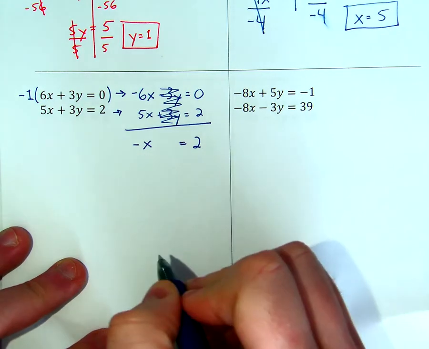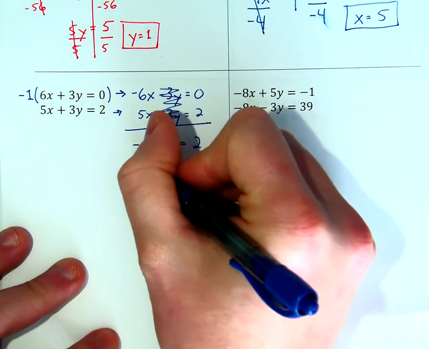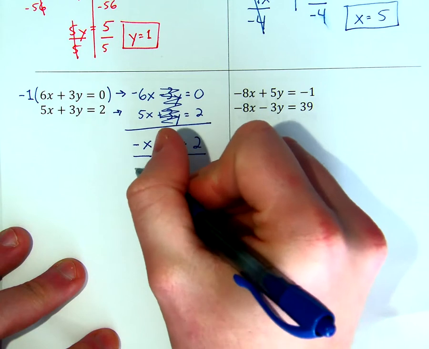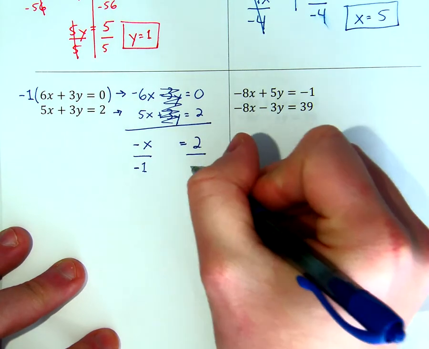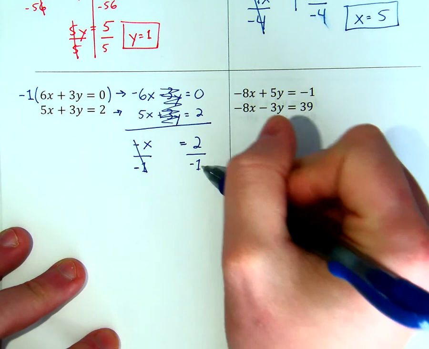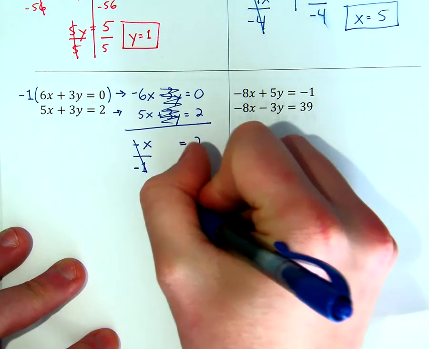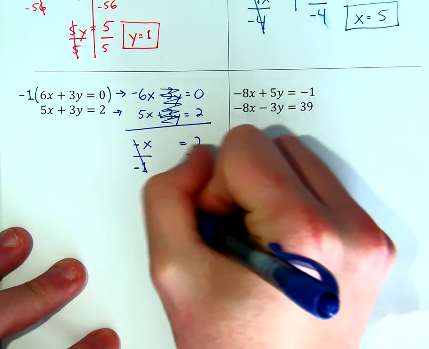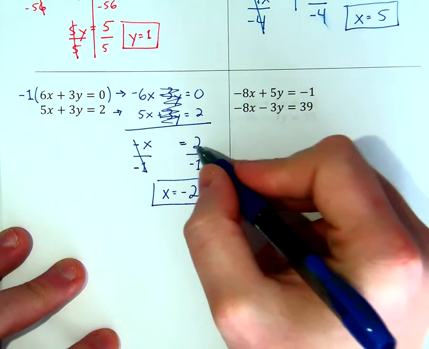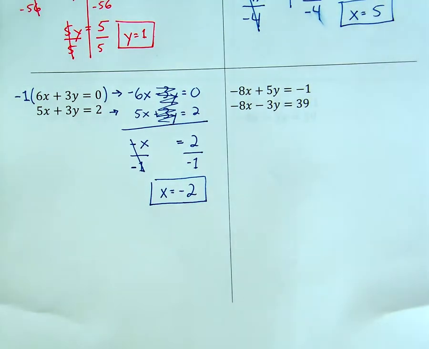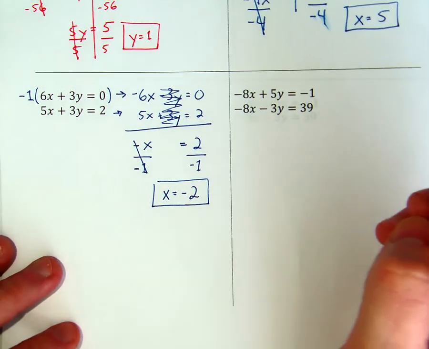We know that -x equals 2. I want to know what x equals. As I said before, this is the same thing as -1x, so I'm going to divide both sides by -1. Anytime we multiply or divide by -1, all it effectively does is change the sign. So x equals 2 divided by -1, which is -2. This is half of the solution.